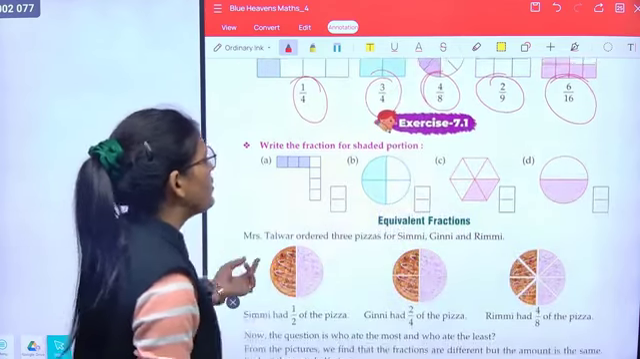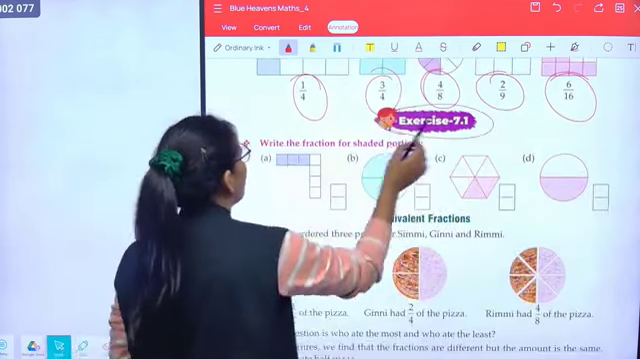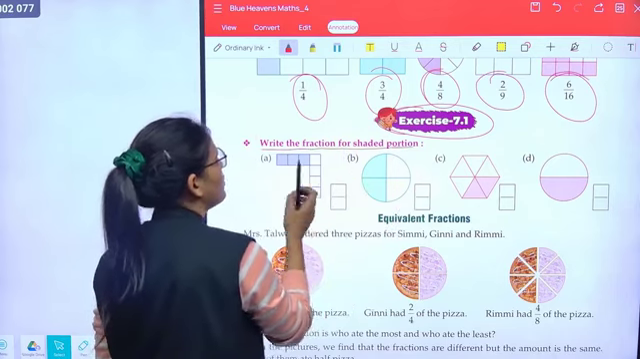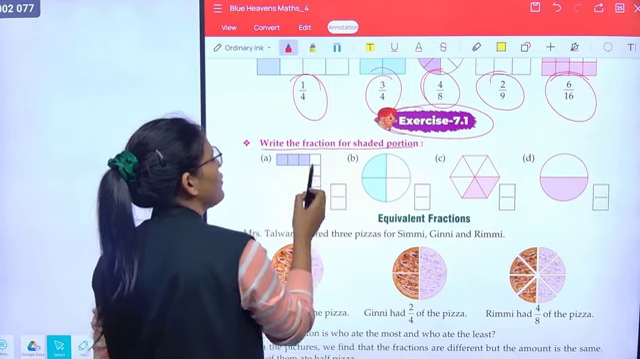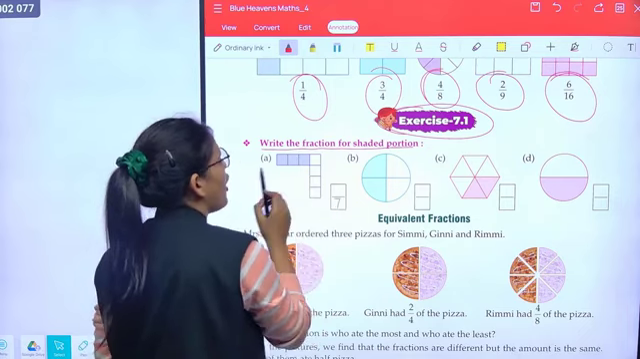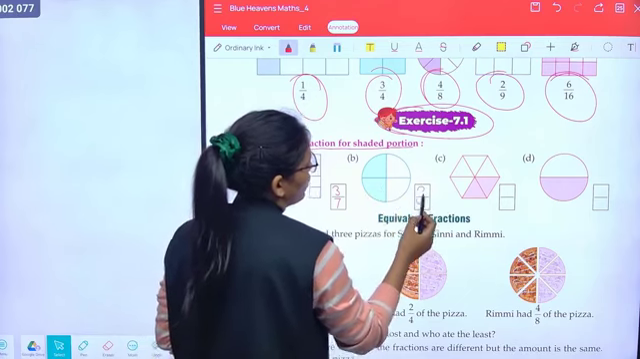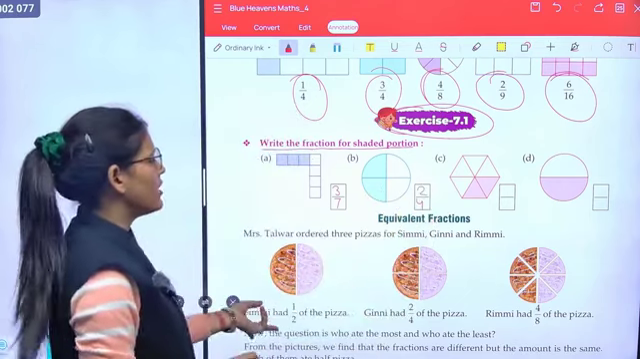Okay. Now come to exercise 7.1. Write the fraction for the shaded portion. Firstly, we have to count all the blocks: 1, 2, 3, 4, 5, 6, 7. And how many are shaded? 3. 4. How many are shaded? 2. Rest of the parts, do yourself, class.